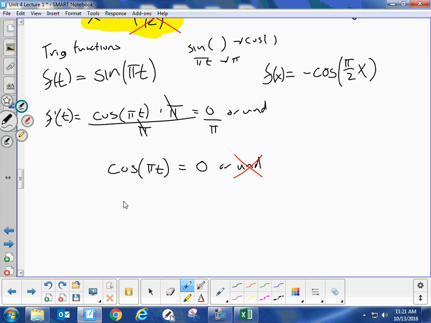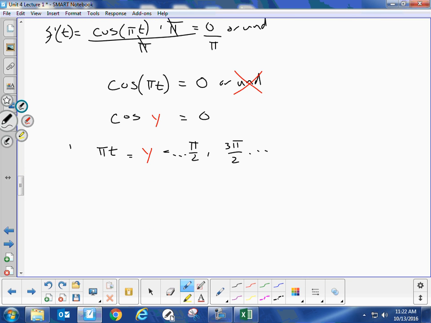Remember what we did from the first day of class. We replaced this with a different variable. We solve for said variable. Cosine is equal to 0 at the verticals: pi over 2, 3 pi over 2, et cetera, et cetera. We can go to the right and to the left. But then we replace y with pi t, and we solve for t by dividing everything by pi, which is the same as multiplying everything by 1 over pi, giving me 1/2, 3/2, et cetera, et cetera.